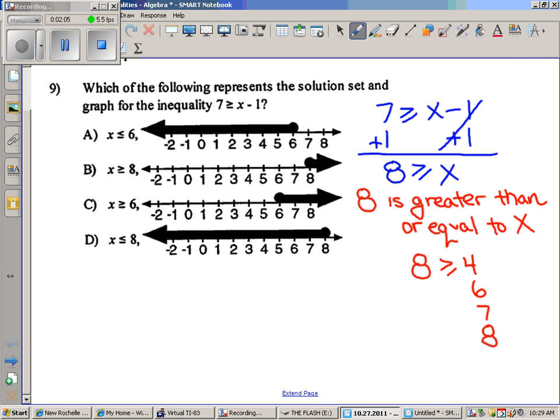Now let's take a look at our graphs. Which one of them do you think has all of those numbers in? The shaded area are all the possible answers, all the possible numbers. If you were going to choose C, look, 4 is not in the shaded area. It's not C. Let's take a look at B. 4, 6, and 7. Nope. You're right. It is D.